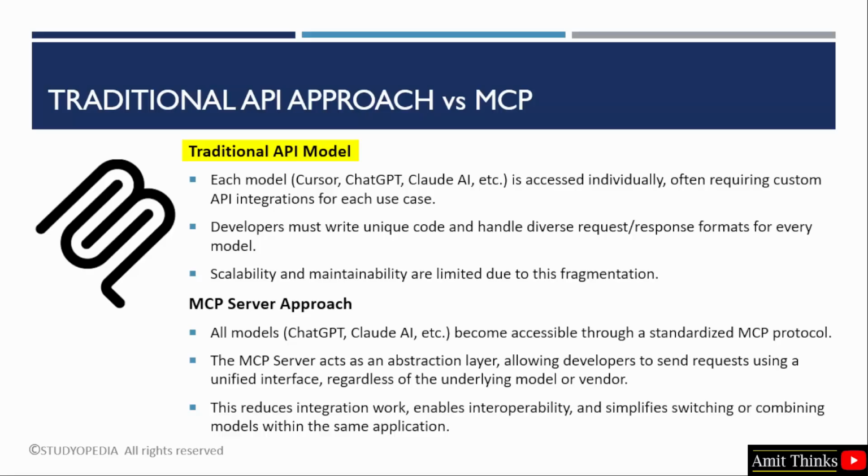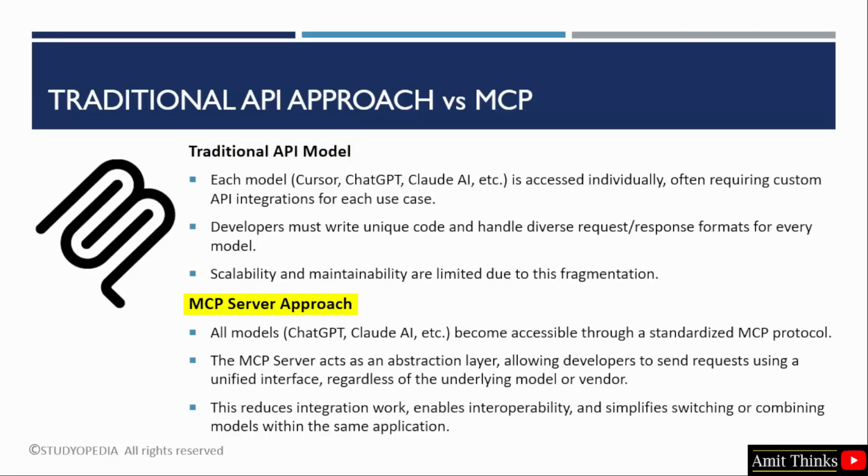Let us understand the traditional API model with respect to the MCP server. So under traditional API, each AI model must be integrated separately with its own API. Developers are forced to write distinct code and manage varying request or response formats for every model. This fragmented setup makes scaling and long-term maintenance inefficient.